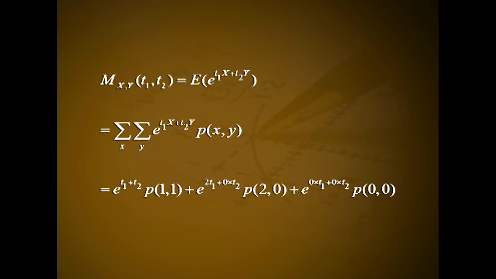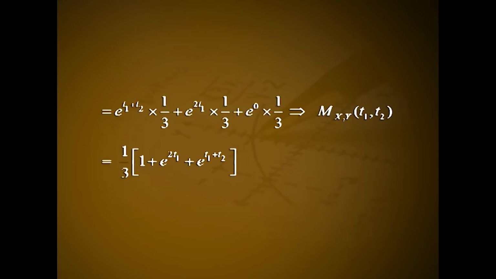plus e^(0 into t1 + 0 into t2) into p(0,0), that is equal to e^(t1 + t2) into 1/3 plus e^(2 t1) into 1/3 plus e^0 into 1/3. This implies M_XY(t1, t2) equals 1/3 into (1 plus e^(2 t1) plus e^(t1 + t2)).